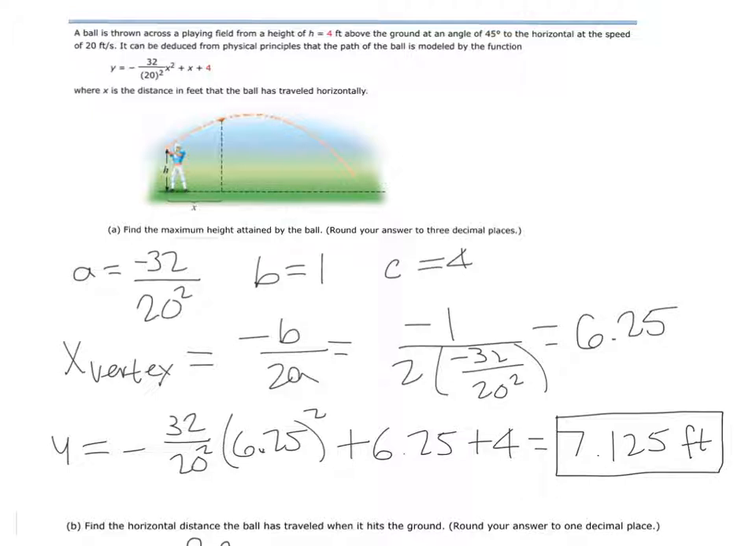Now that's not the maximum height, that is the horizontal distance x. So what we're told here is that x is the horizontal distance. We're looking for the height, so that means we're going to plug 6.25 into the function for x and find out what the y value is. So we'll plug 6.25 in for x, and the resulting value for y will be 7.125 feet. So that will be the maximum height.